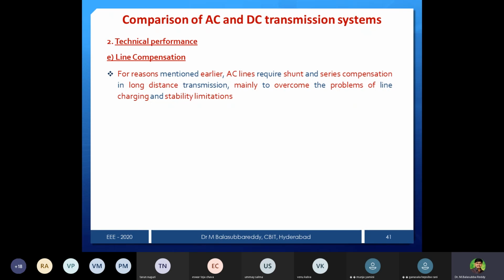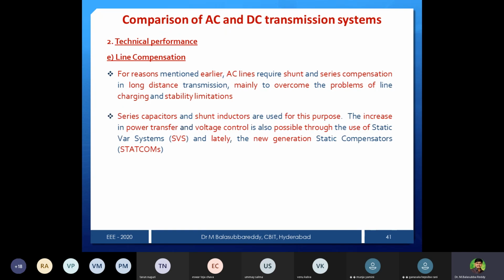If distance increases, the AC transmission line power carrying capability decreases, whereas in DC a constant line capability will be there. That means the power transferring capability is not affected by distance in the case of DC transmission. So here you can see that the AC line requires shunt and series compensation in long distance transmission, mainly to overcome the problems of charging and stability limitations. So these are the problems, but we have a lot of technology to compensate for them.